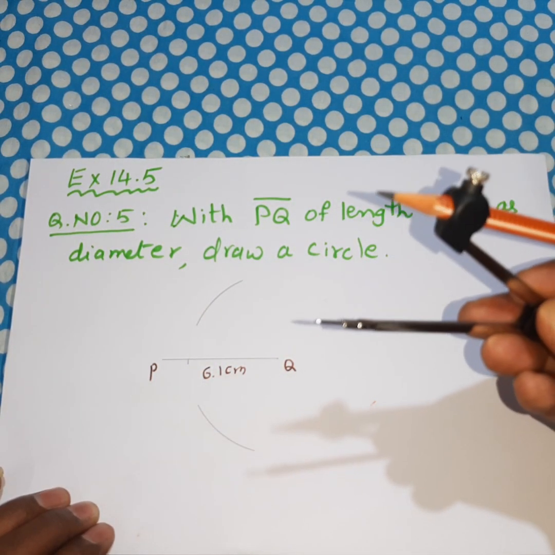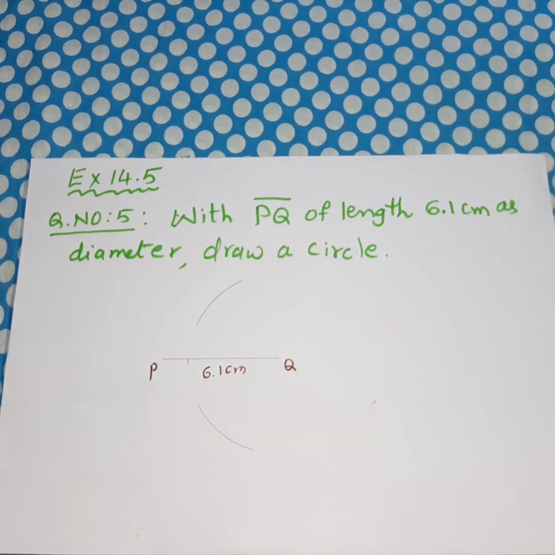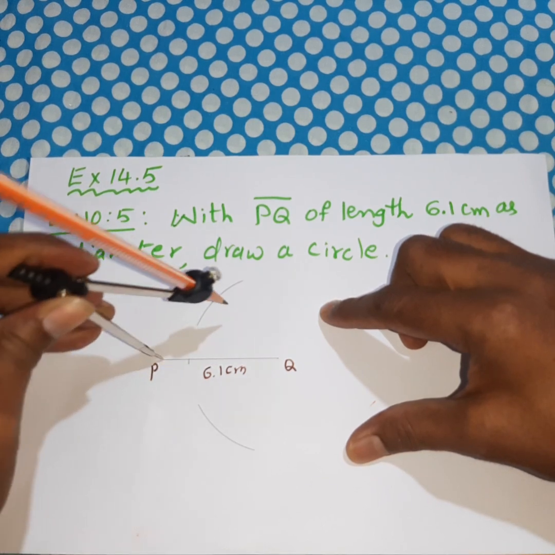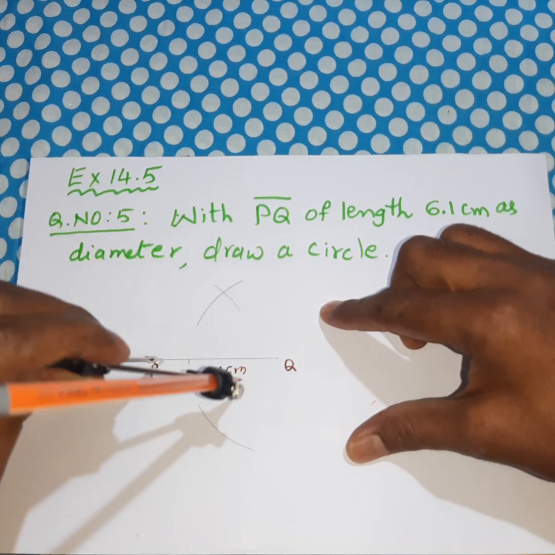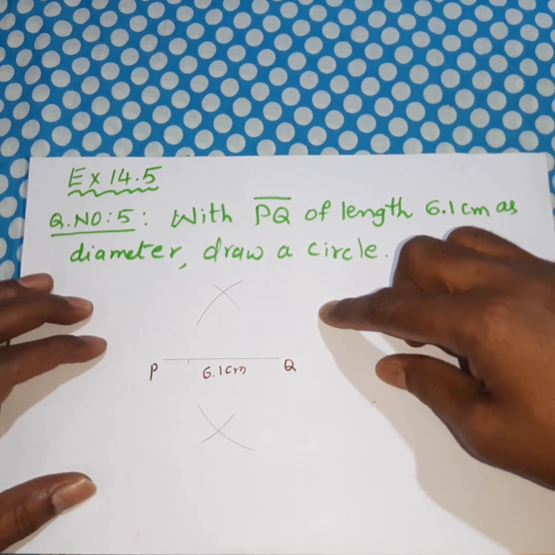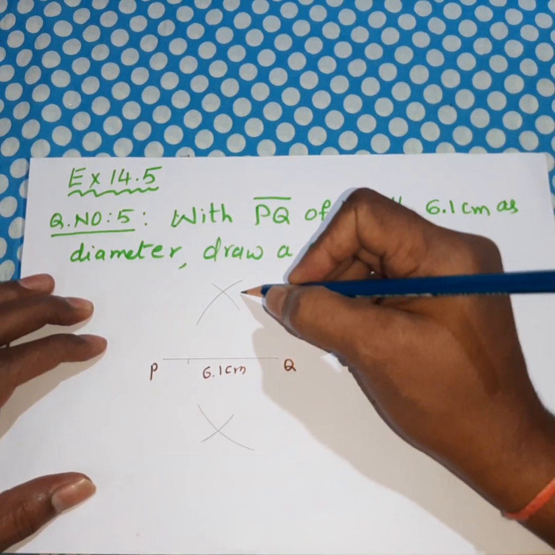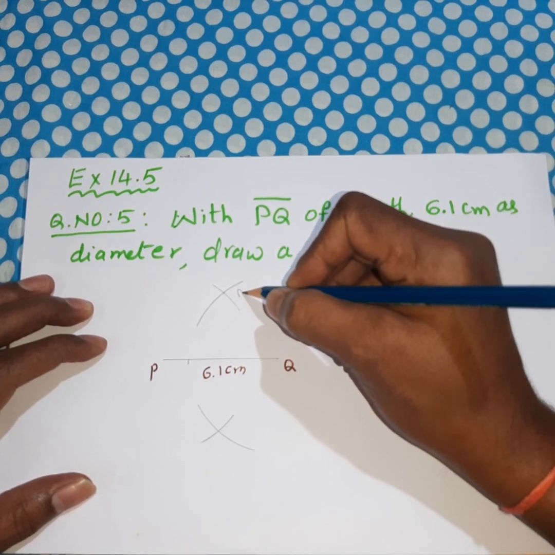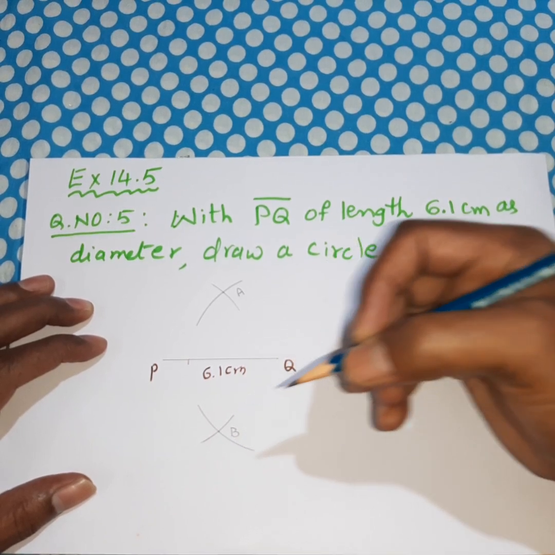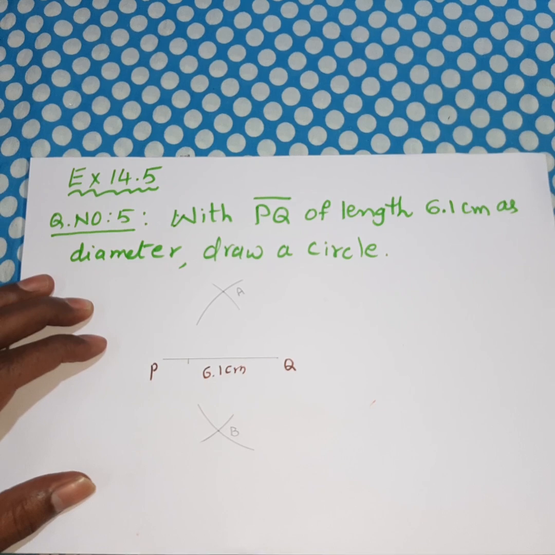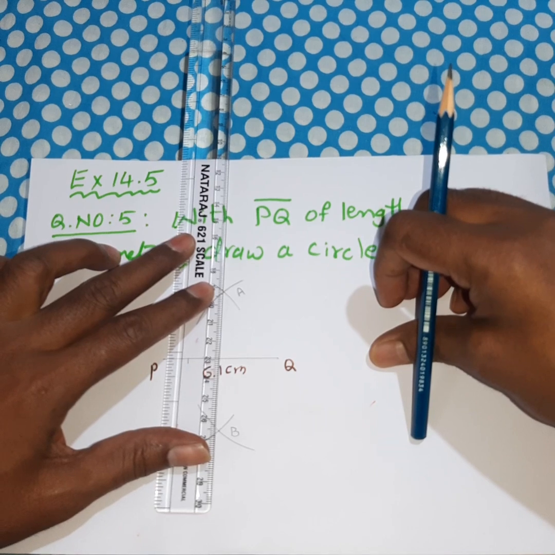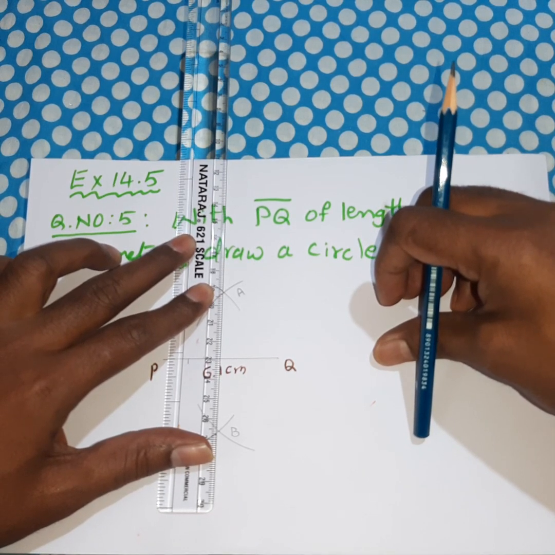With the same radius, take center as P and cut those arcs. Here and here we need to cut these arcs. Those two arcs will intersect and make two points. I am taking this as A and this as B. A and B are the points. Now join AB, right? You just join AB. AB is the perpendicular bisector of PQ.